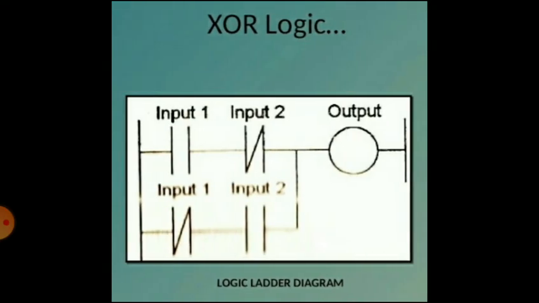Then the XOR function. It is an OR gate with no output when there is no input to input 1 and input 2, as well as when there is an input to both input 1 and input 2.